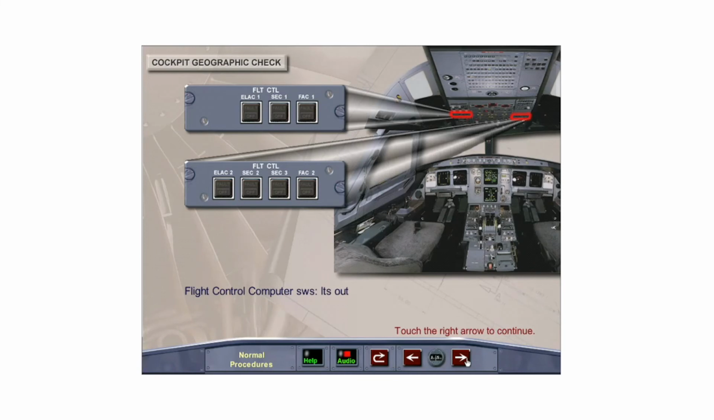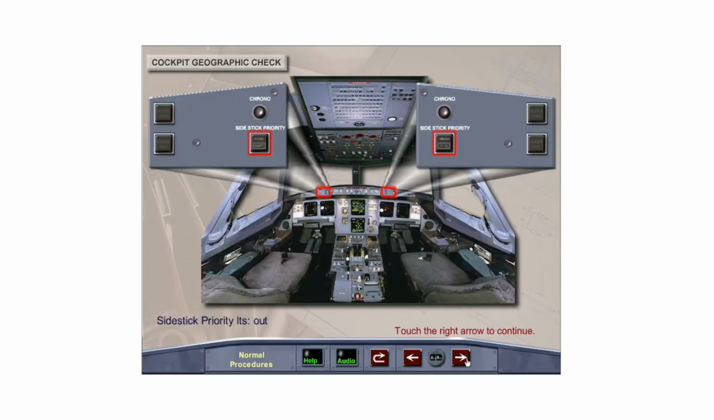During the cockpit geographic check, confirm that all flight control computer switch lights are out on the left and right overhead panels. On the glare shield panel, ensure both captain's and first officer's side stick priority lights are out.